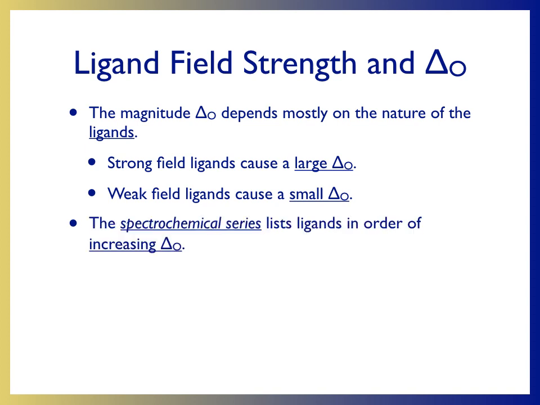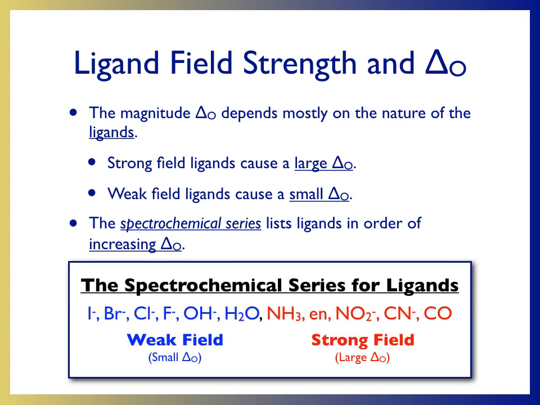There exists an empirical listing of ligands in order of increasing delta O called the spectrochemical series. This spectrochemical series that I'm about to show you is just for ligands. There are different spectrochemical series for metal cations, which we won't discuss in this course. Here's the spectrochemical series for ligands. The ligands that are further to the left are weak field ligands, and they increase in field strength as you go from left to right.